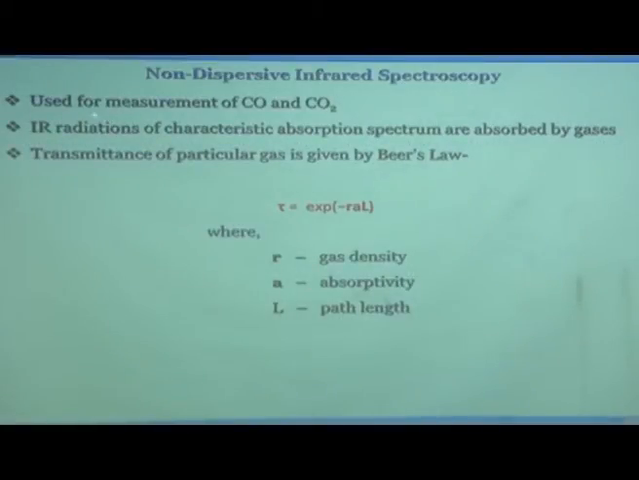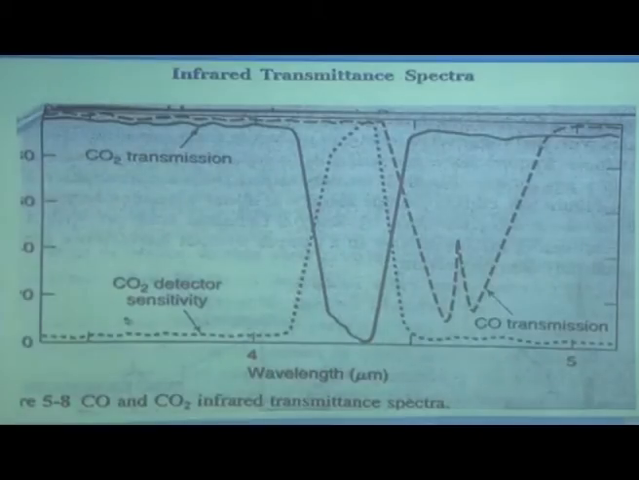Okay. So, it is used for measurement of CO and CO2. So, IR radiations of characteristic absorption spectrum are absorbed by these gases, and this is Beer-Lambert's law. Tau is exponential of RAL. R is the gas density, A is the absorptivity, L is the path length, how much the light is traveling.